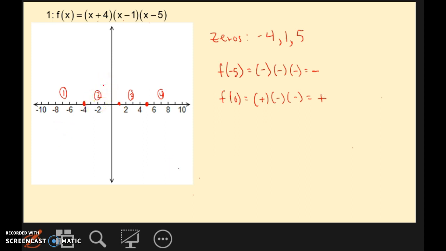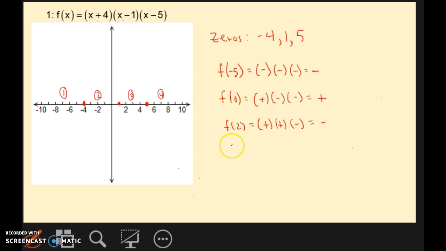Between 1 and 5, I can pick anything. I'm going to go with 2. Because it's a single root, I'm expecting my answer to be negative. It should cross over because all that stuff in there was positive. Let's see what happens. Plugging 2 in, I'm going to have a positive, positive, and a negative. And so, yep, that does give me a negative value.